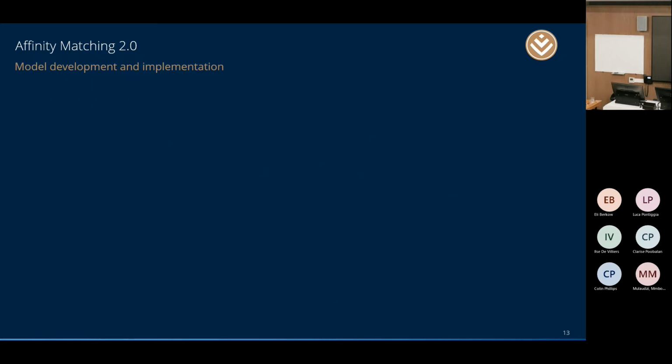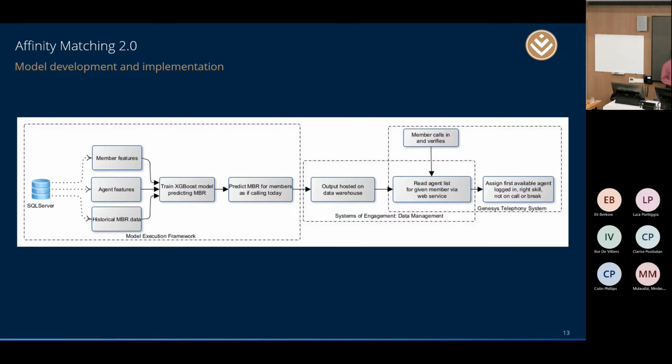So now I just want to give you an idea of, if you build this model, how exactly do we implement it, or what's the real workflow or pipeline in a business such as ours. If we start here from the left-hand side, we start with our production database, a SQL Server database, from which we would extract these member and agent features and our historical MBR data.